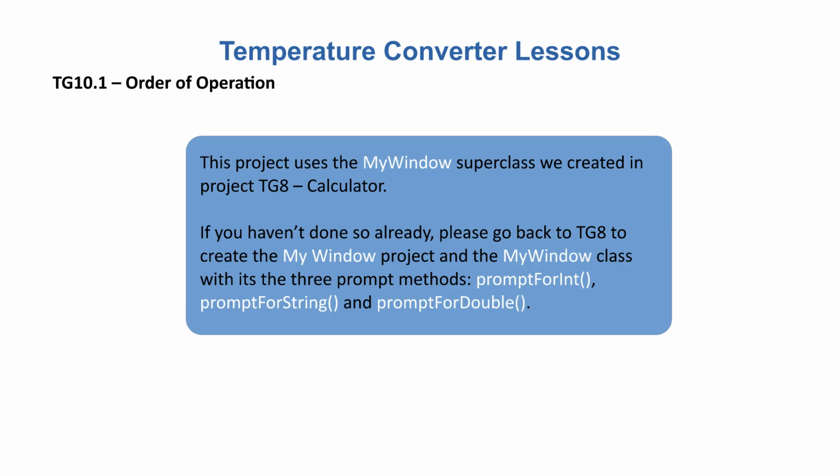This project uses the MyWindow superclass created in project TG8 Calculator. If you haven't done so already, please go back to TG8 to create the MyWindow project and the MyWindow class and its 3 prompt methods. In this lesson, you'll learn the default order and how to change the order that Java performs multiple operations that are in a single statement.